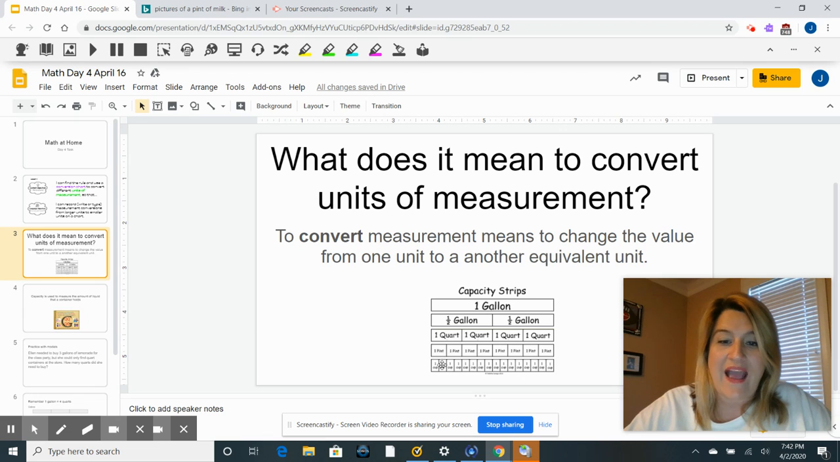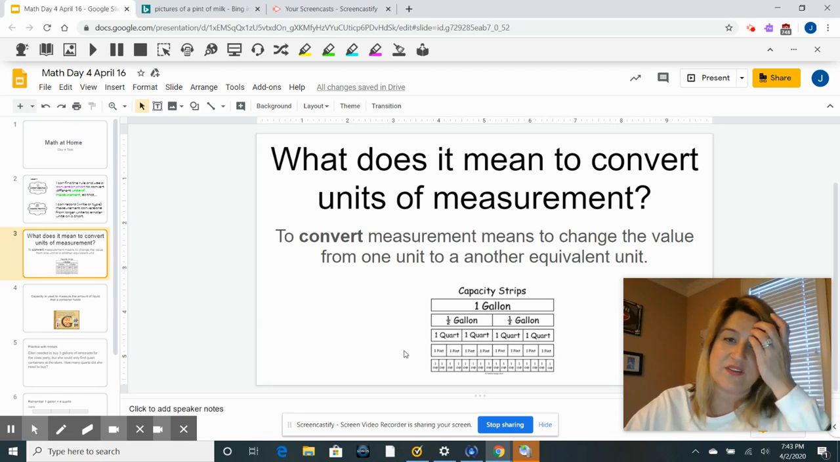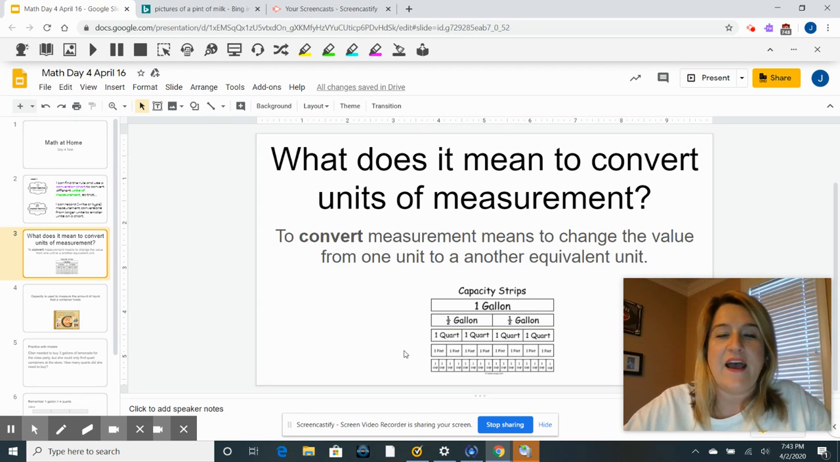If I wanted to know how many cups are in a pint, I could look down at my cups and see that 2 of those cups is equal to 1 pint. So this is a really great tool to use to help you to make those conversions. Before we get started on actually converting units of measurement, I wanted to show you some examples that I had around the house.